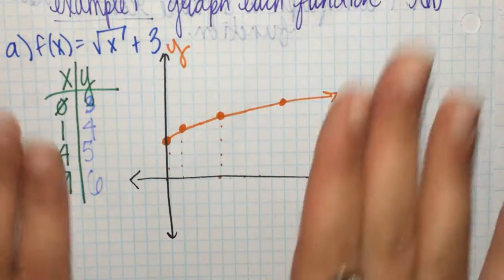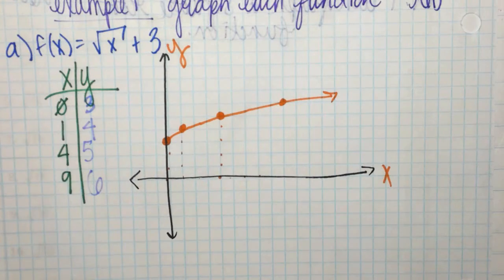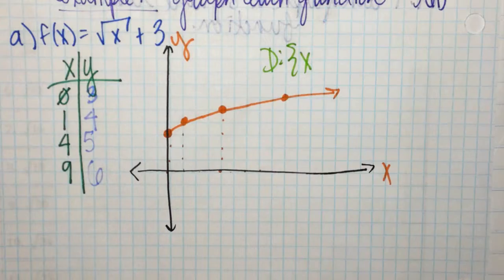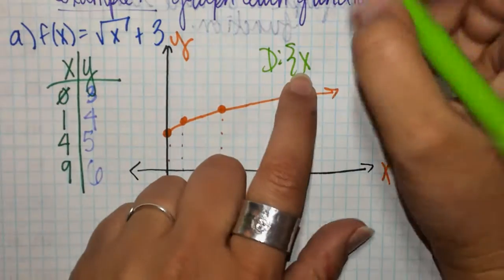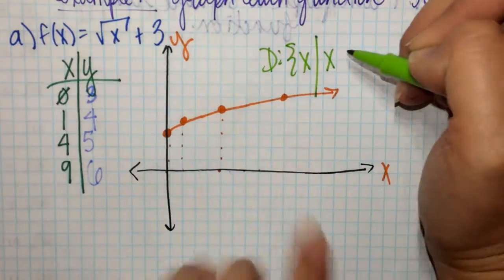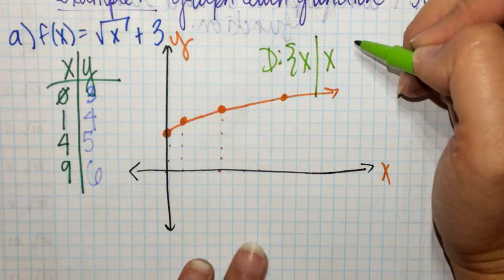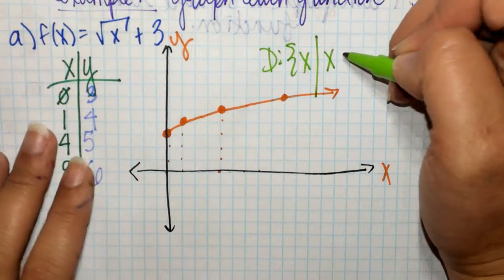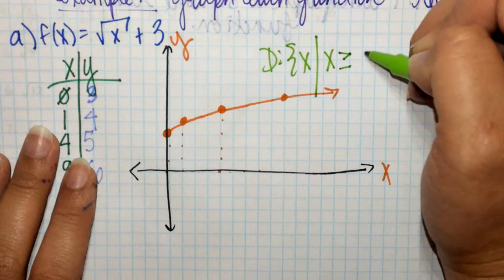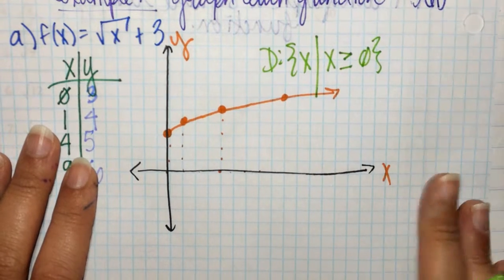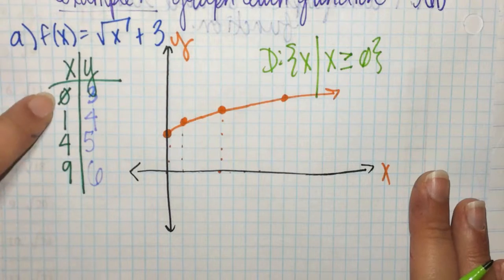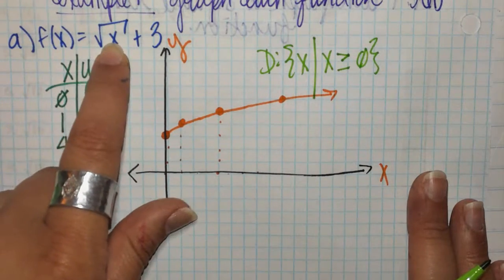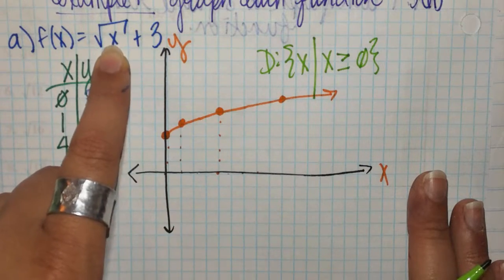Okay, now, what is the domain for this function? Remember, domain are the x values. So what are the x values? 0, 1, 4, 9. So it's x when x is what? Is it greater than 0, less than 0, greater than 1, less than 1? Greater than or equal to 0. So that's how you write it, because we didn't go below 0, because you can't plug in negative values into this. Does everybody understand?